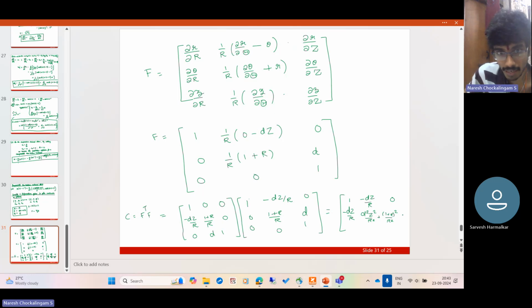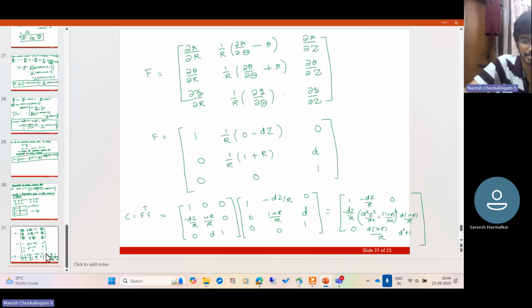Then this term will be dz by r, d into 1 plus capital R by r. So this is just one term. And the third row we get a 0. So this was symmetric. So this is d into 1 plus capital R by r. The last term will be d square plus 1. So this is our C.